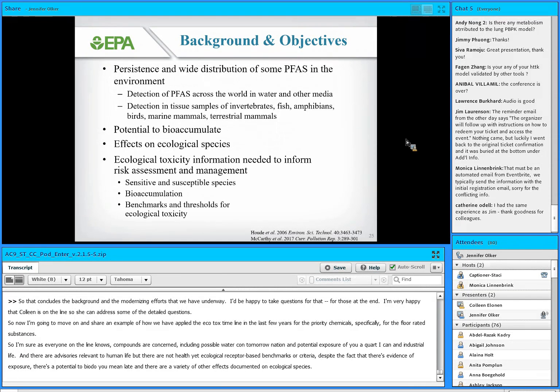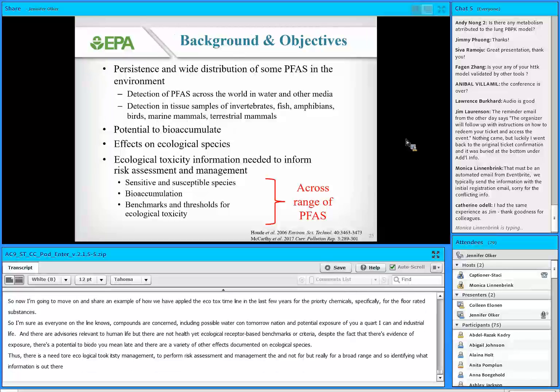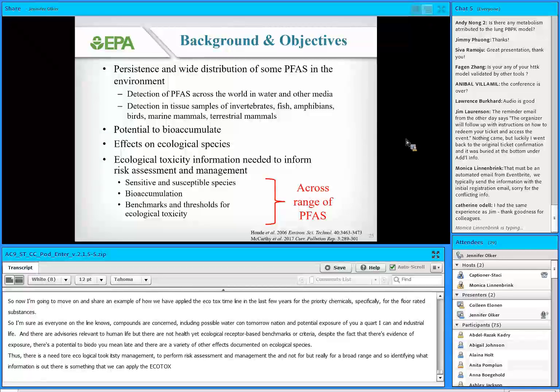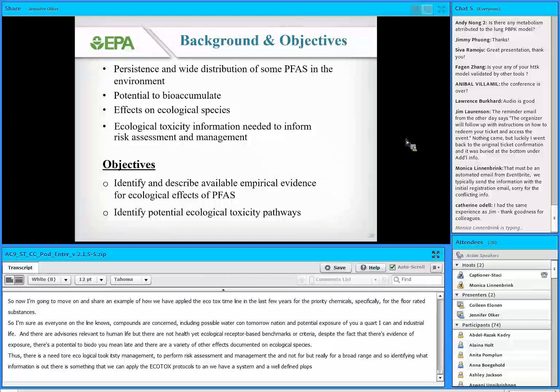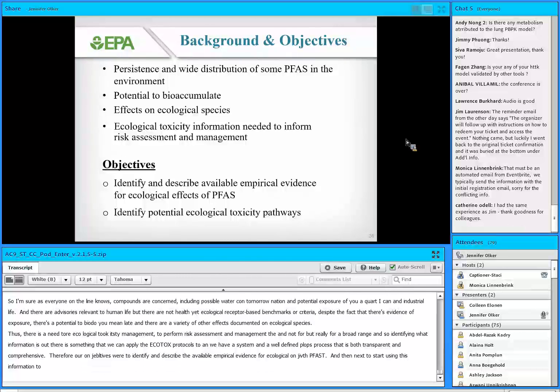Thus, there is a need for ecological toxicity data to inform risk assessment and management, and not just for PFOS and PFOA, but really for a broad range of PFAS. And so identifying what information is out there is something that we can apply the ECOTOX protocols to, and we have a system and a well-defined process that is both transparent and comprehensive. Therefore, our objectives were to identify and describe the available empirical evidence for ecological effects of PFAS, and then next, to start using this information to identify potential ecological toxicity pathways for these compounds.